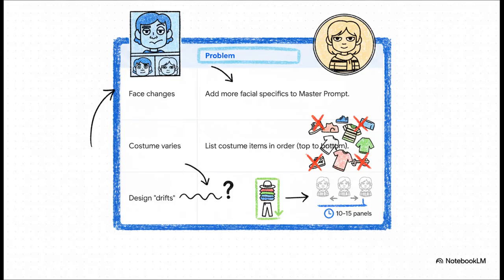And hey, if you still hit a snag, here's a quick troubleshooting guide. Face keeps changing? Easy. Add more specific details about the face to your master prompt. Costume details getting weird? Try listing the items in order, from top to bottom, in your prompt. And if you see that character drift creeping in over a long sequence, just re-anchor the AI every 10 or 15 panels using your original reference image. That'll reset it right back to your source of truth.